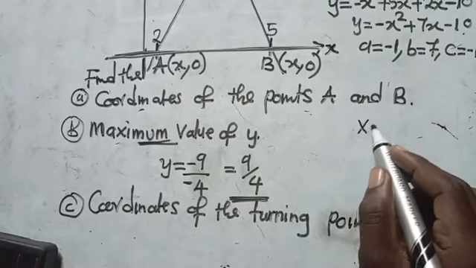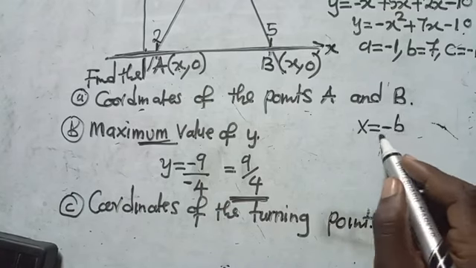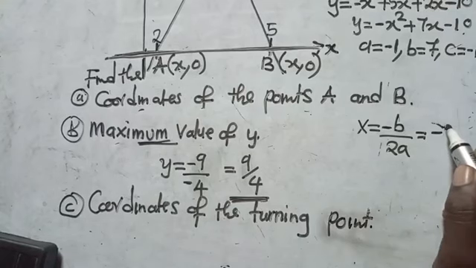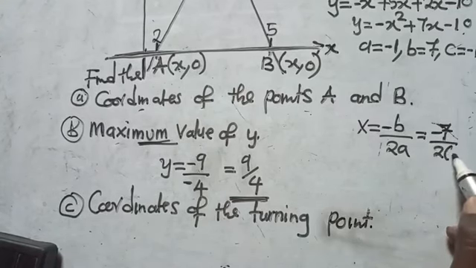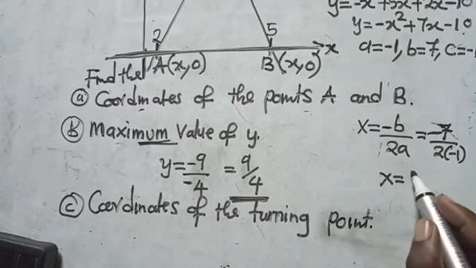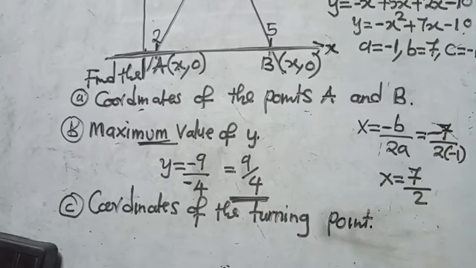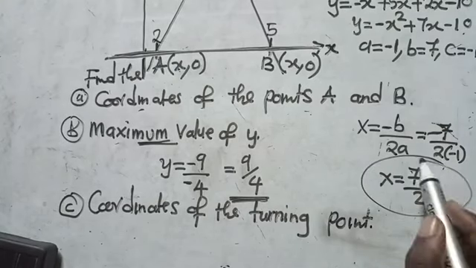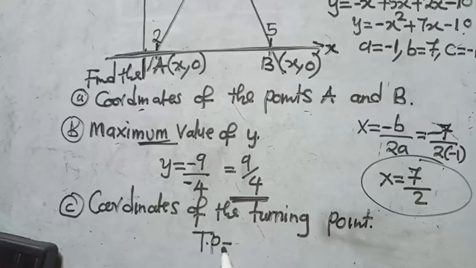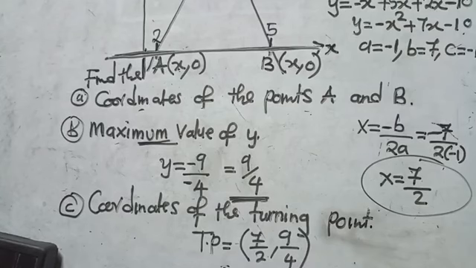For you to be able to find the value of x, you say negative b over 2a, which is equal to negative b, that is negative 7, over 2 times negative 1. So x is equal to, the negatives will cancel, you are just going to remain with 7 over 2. So this is the value for x. That is the value for y. So whenever we are talking about the turning point, the turning point is equal to x, that is 7 over 2, y, that is 9 over 4. So this is the answer.